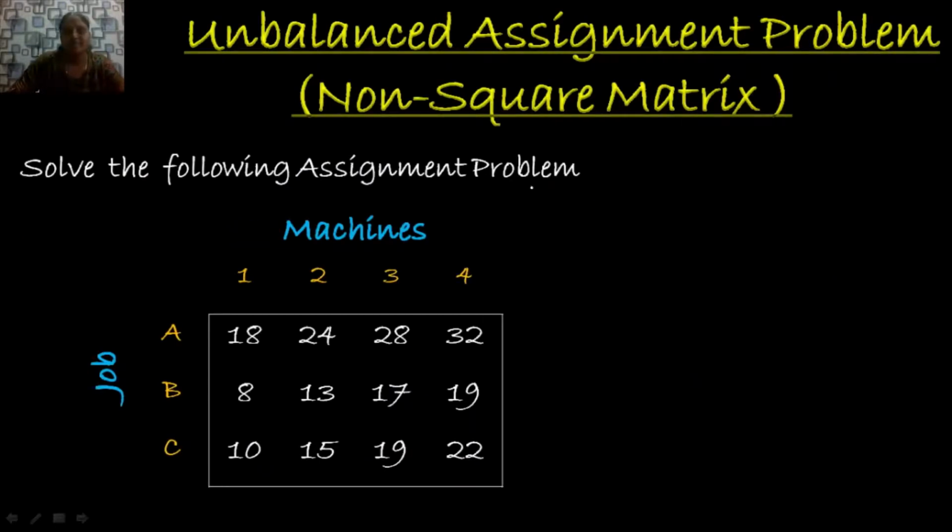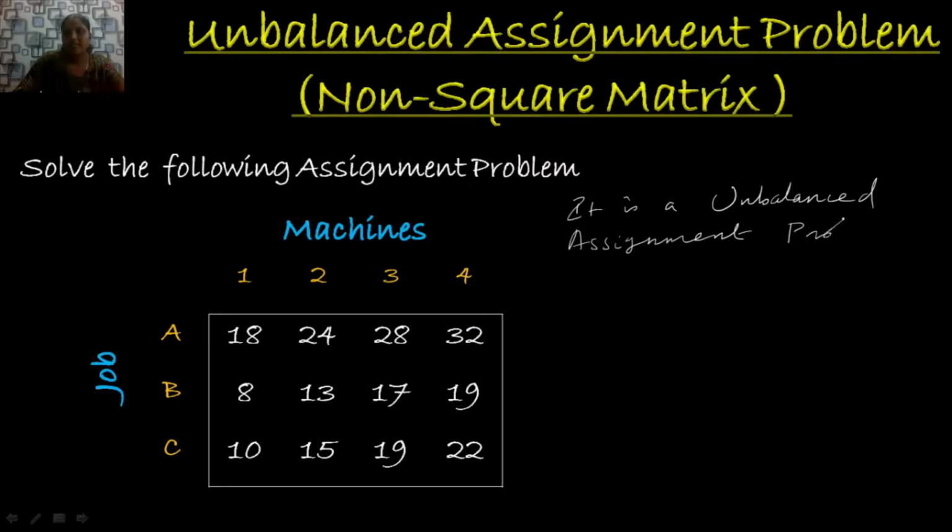Solve the following assignment problem. Here jobs and machines are given. There are only 3 jobs and 4 machines. Look at the matrix. It is not a square matrix, isn't it? So it is an unbalanced assignment problem.